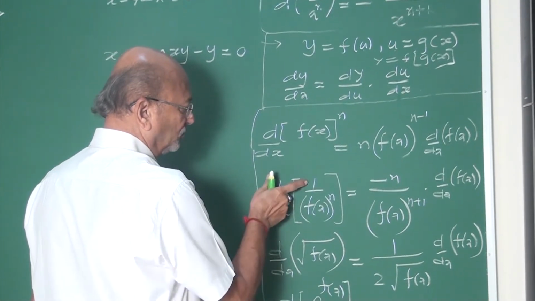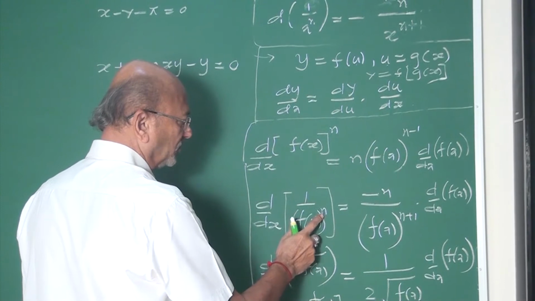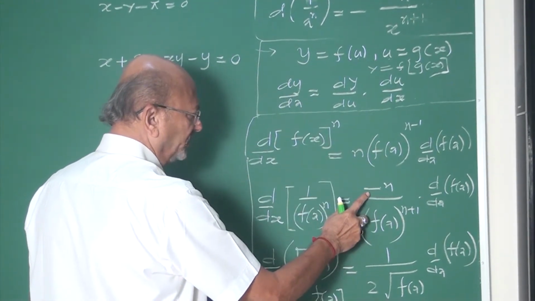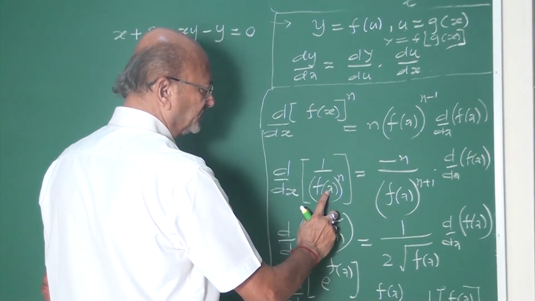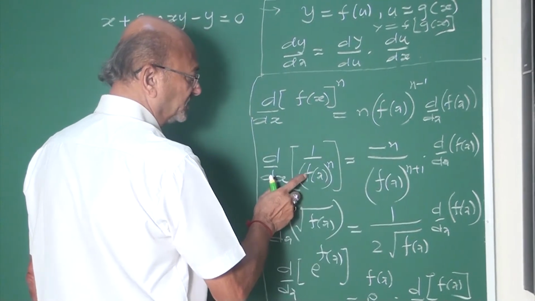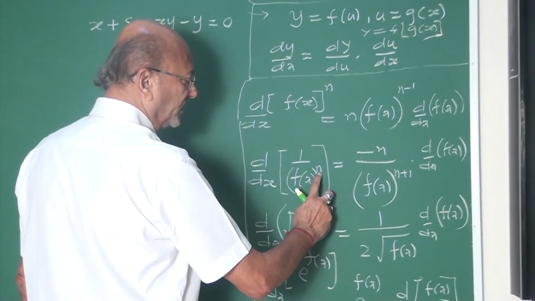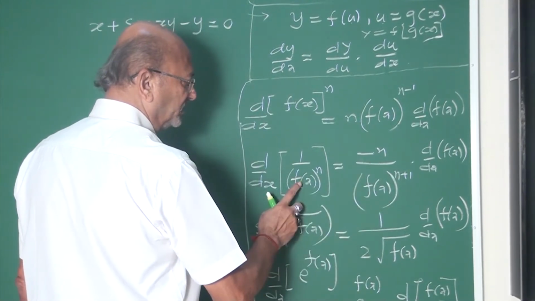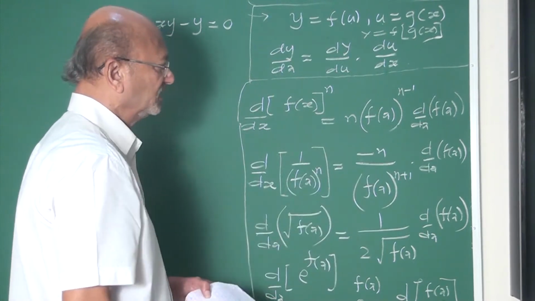D by dx of 1 upon f(x) to the power n. Same formula, minus the power, minus n upon whatever it is. If it is x, you write x; other than x, you write other than x. In this case, when it is in the denominator, the power is 1 more, n plus 1. Anyway, it is other than x, so write its derivative. I hope my friends it is clear.